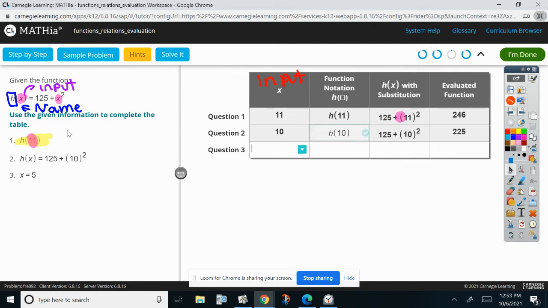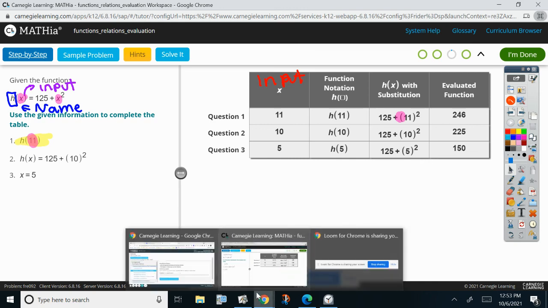Line 3 gives me an input. It gives me 5. So for rule h, I'm going to give it an input of 5. So rule h is 125 plus, instead of x, I put my input of 5, copy down the squared from the rest of the question, and then this evaluated it for me so I didn't have to deal with it. And then we are good on how to evaluate in function notation.